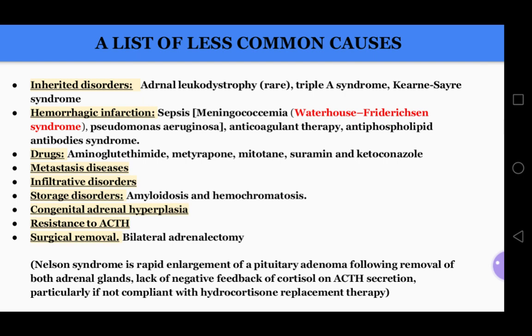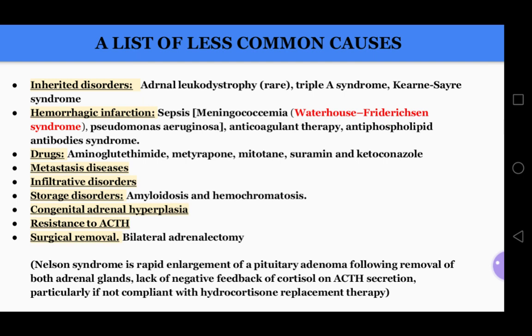There are many drugs which can cause Addison's disease. There is a list you can see. Then metastasis, that is cancer cells from a primary source can come and destroy the adrenal gland. Then infiltrative and storage disorders like amyloidosis and hemochromatosis can cause Addison's disease. Then congenital adrenal hyperplasia, resistance to ACTH, and surgical removal of the glands when there is bilateral removal of the adrenal glands.